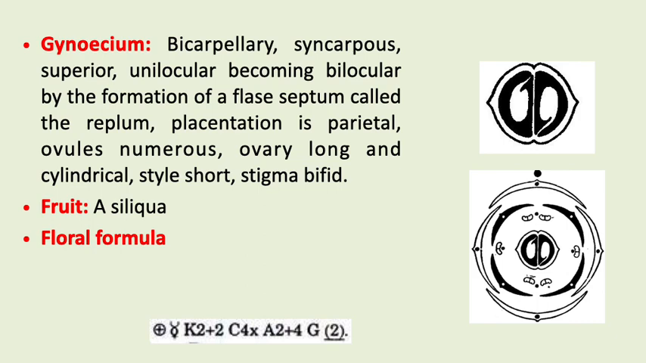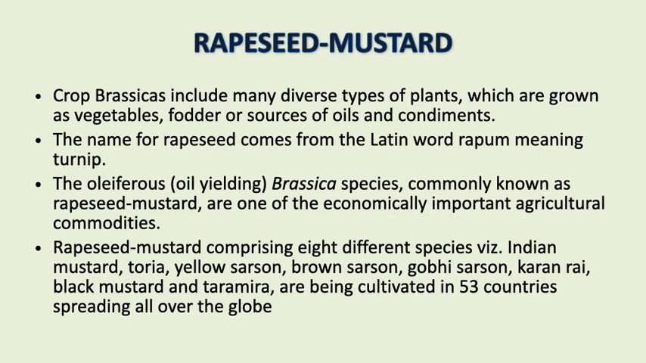Now there is the floral diagram also on the right hand side, which you can see and understand. Now coming to the rapeseed mustard crop. Brassica includes many diverse types of plants. This is extra with respect to the Brassica. We have to understand that Brassica genus consists of many species which include vegetables and oilseed crops.